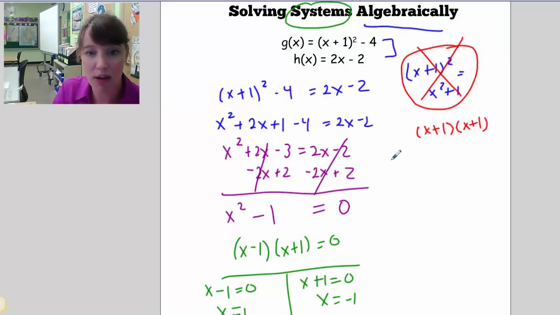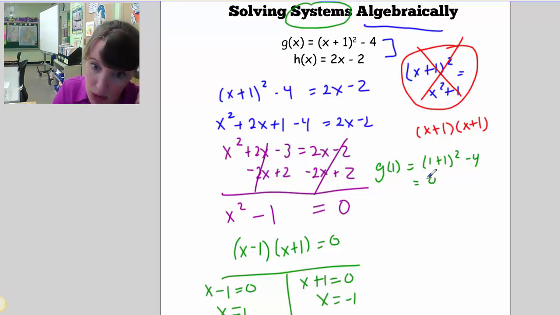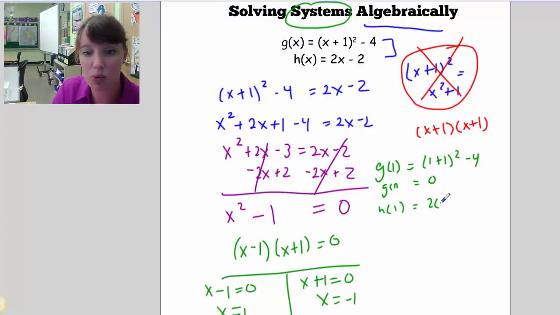Okay, so I'm trying to find g of 1 here. So if I put in 1 plus 1 quantity squared minus 4, well, 2 squared is 4, and that would actually equal 0. So g of 1 is 0. Let's just check that h of 1 is also 0. That would be 2 times 1 minus 2, and again, that's going to be equal to 0. So the first coordinate pair is 1, 0.